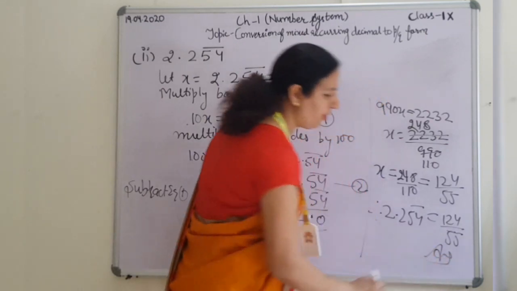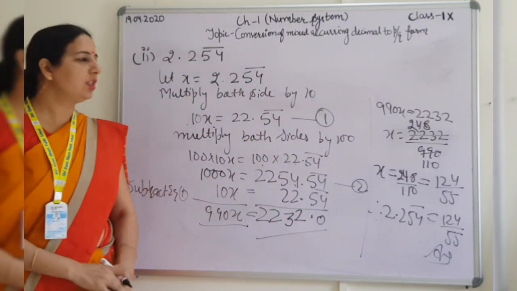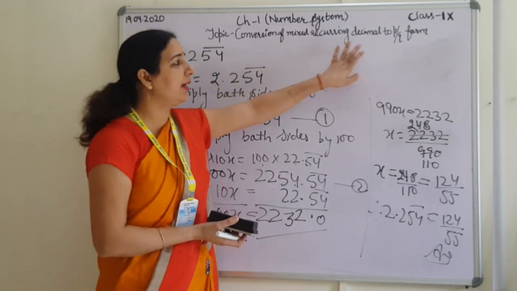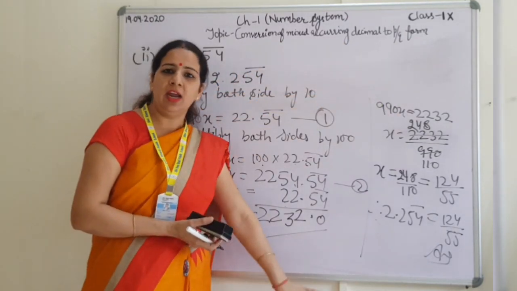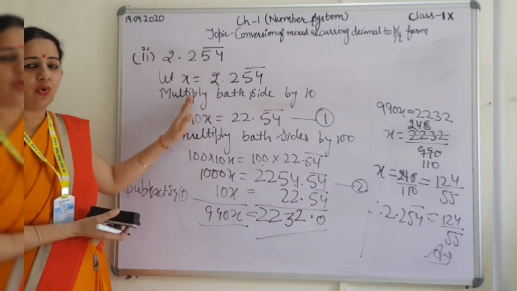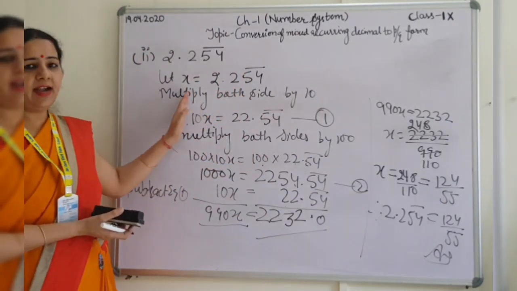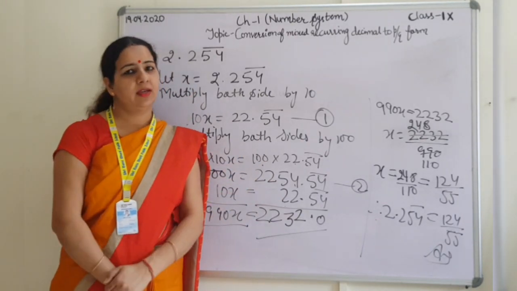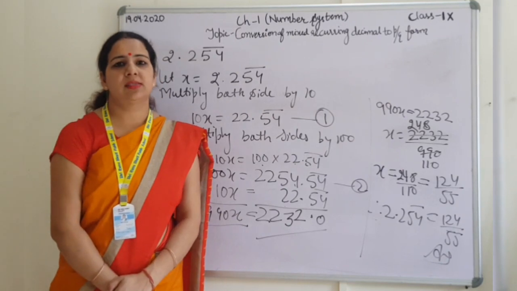That is in the form of P by Q. So this is the method of how we convert a mixed recurring decimal into the form of P by Q. First, just shift the number that does not have a bar to this side. After that, the same process that we did in our last class. Clear class?